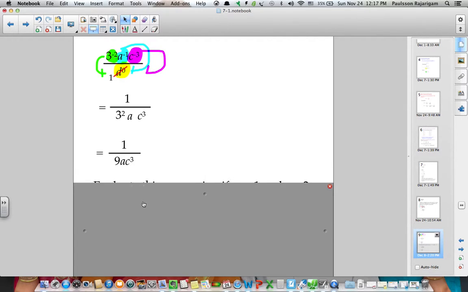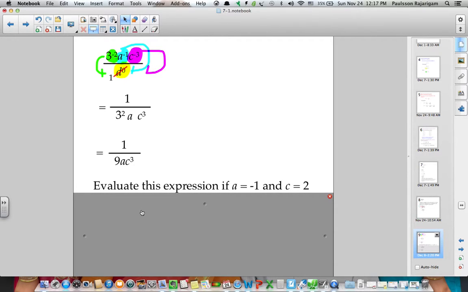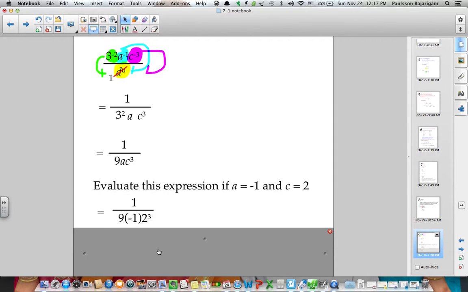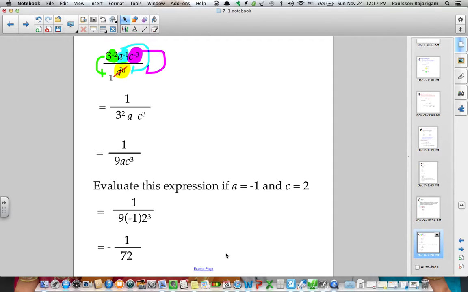What if I give you values of a and c and ask you to evaluate this expression? Plug in. So I have 1 in the numerator divided by 9 times the value of a is negative 1, and the value of c is positive 2. So let's plug these values in, and I have 1 over 2 cubed is 8, times 9 is 72, times the negative 1 is negative 72. So I have negative 1 over 72.